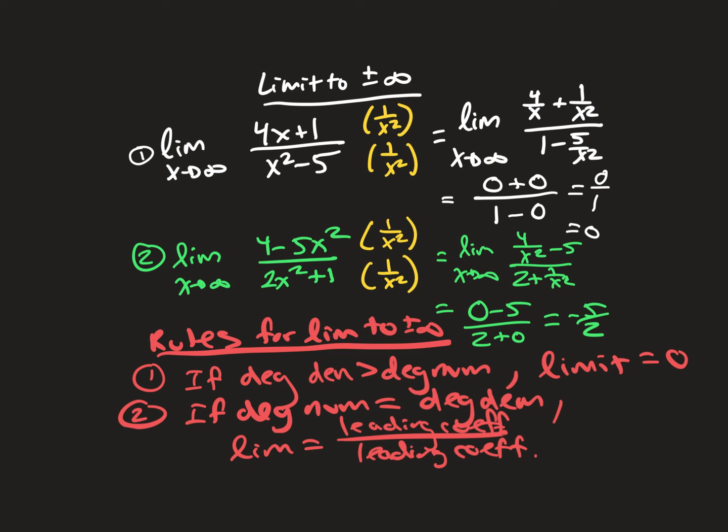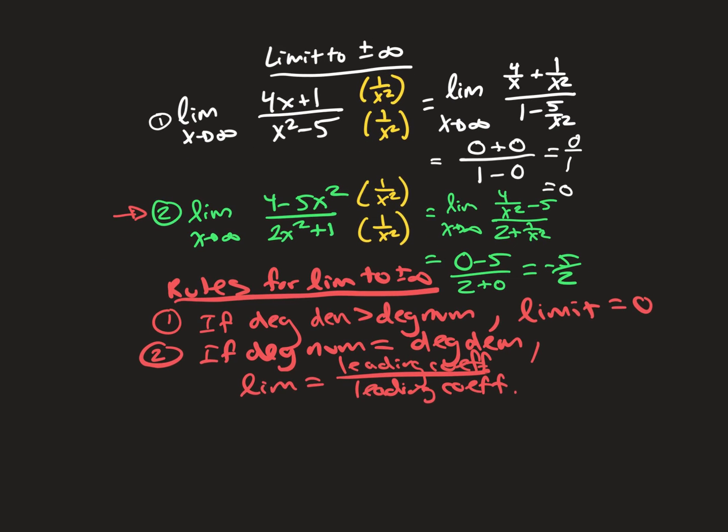So for example, since the limit of number 2 ended up being negative 5/2, that means as x gets huge, it's approaching this horizontal asymptote of y equals negative 5/2. And in number 1, as x gets huge, it'd be approaching a horizontal asymptote of y equals 0. Well, what about the third scenario?